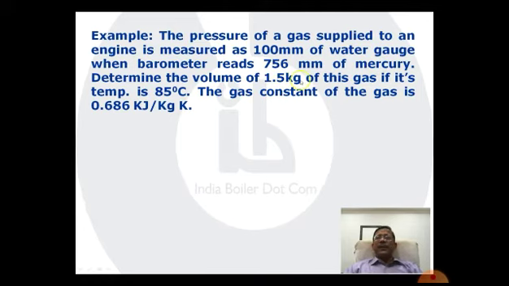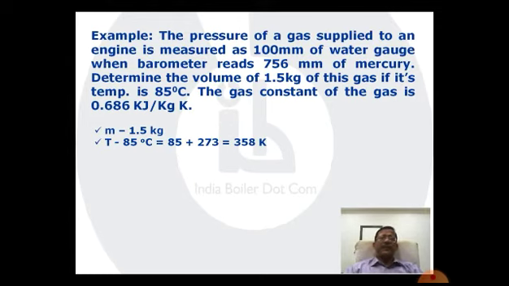Determine the volume of 1.5 kg of the gas, so the mass is given, if the temperature is 85 degrees centigrade, and the gas constant of the gas is 0.686 kilojoule per kg K. Therefore, they have given you the specific gas constant. We straight away can use the PV is equal to mRST equation. What they have given? m they have given, 1.5 kg, fine. They have also given the temperature, convert it into absolute Kelvin, right?